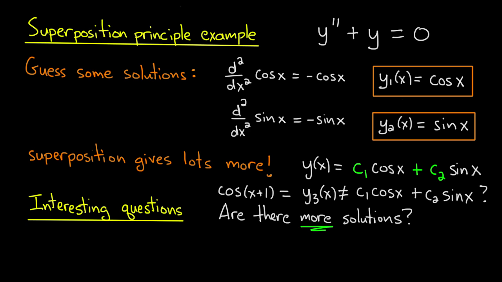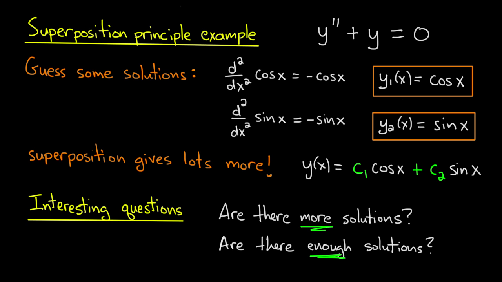Now another interesting question to ask would be, are there enough solutions? Now what do I mean by enough solutions? Well, when we solve a differential equation like y double prime plus y equals 0, we're not usually looking to just find a general solution. We usually want to make a prediction by solving an initial value problem. So the question would be, are there enough solutions of this form, c1 cosine x plus c2 sine x, so that we can solve relevant initial value problems for this differential equation? Now you'll find actually that these two questions are very closely related.